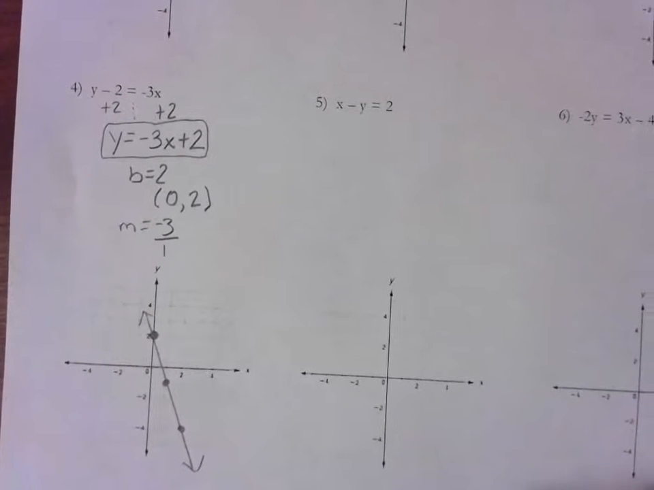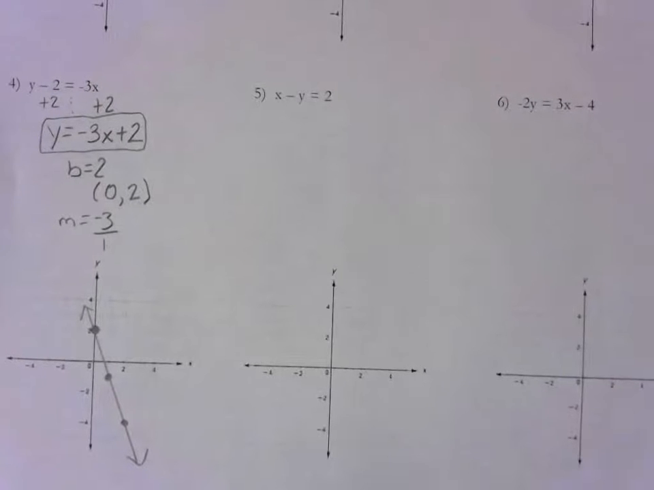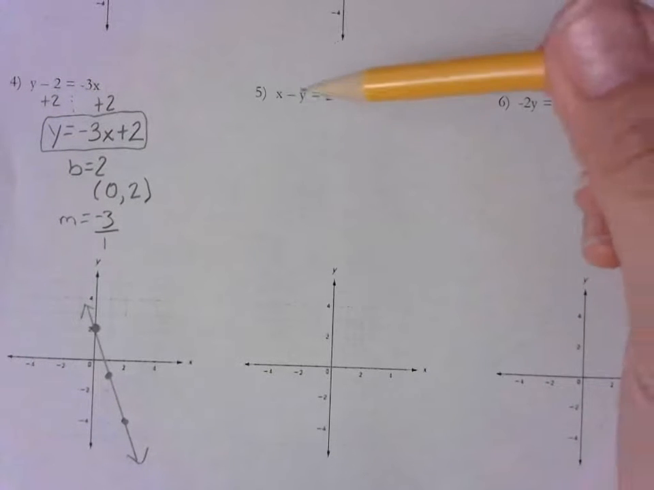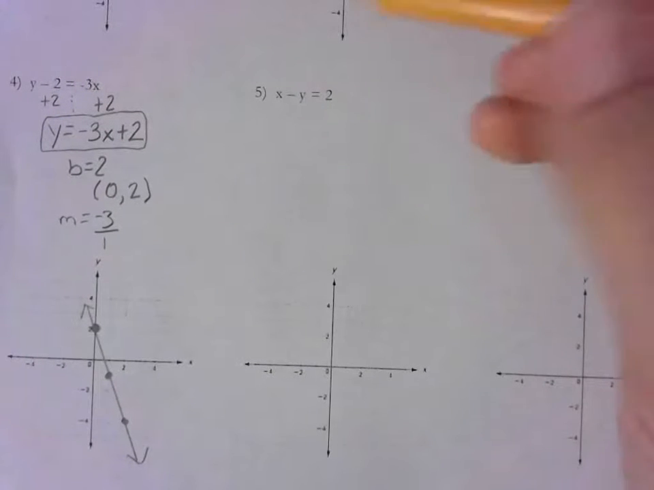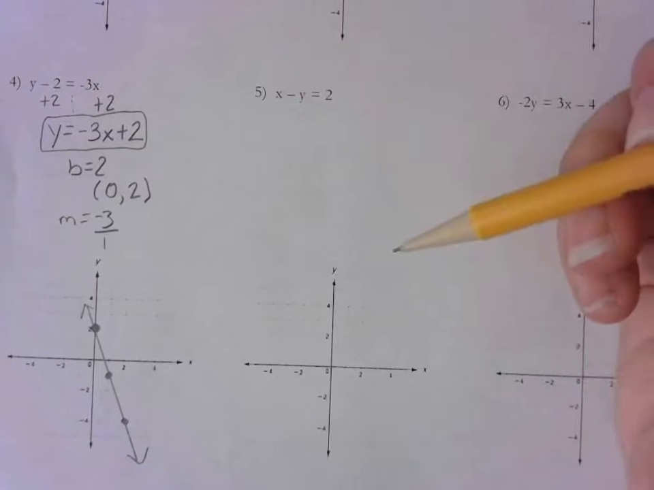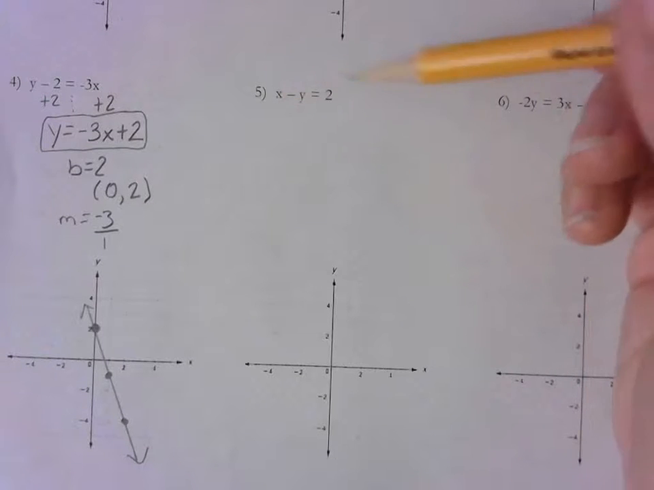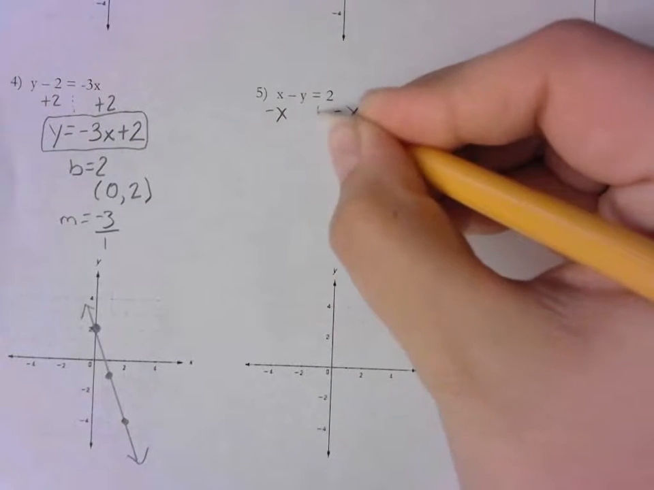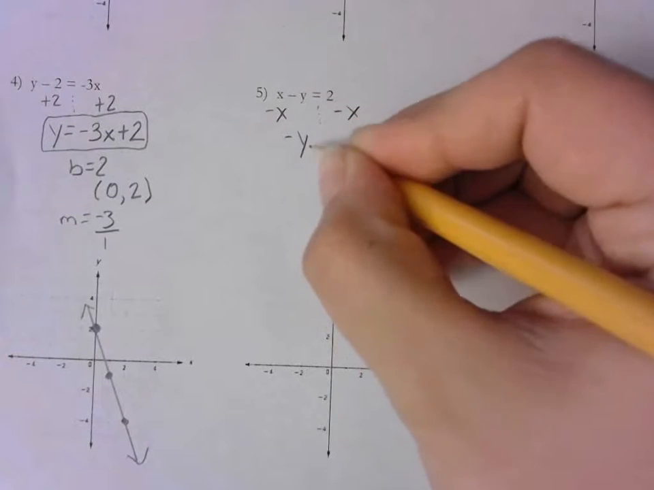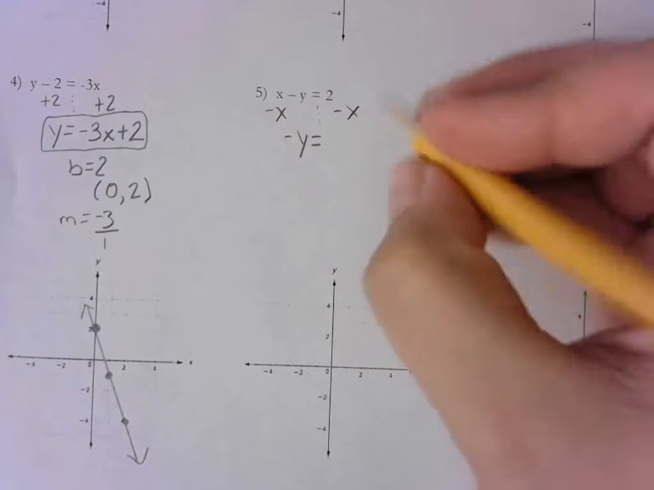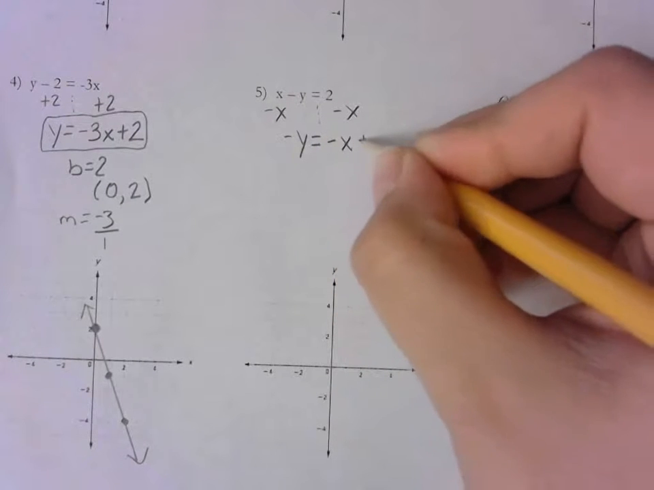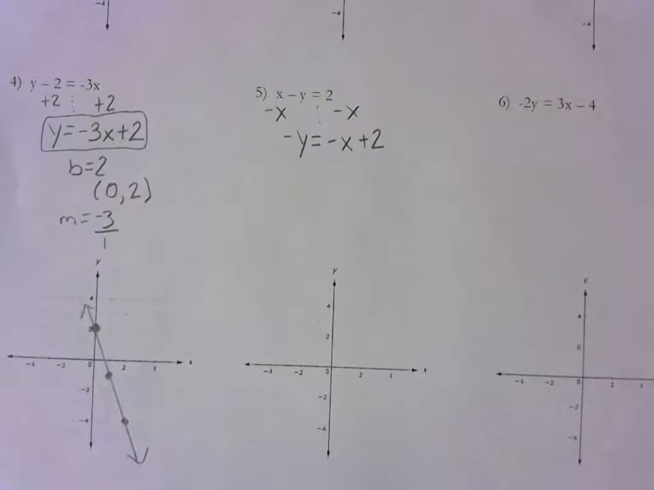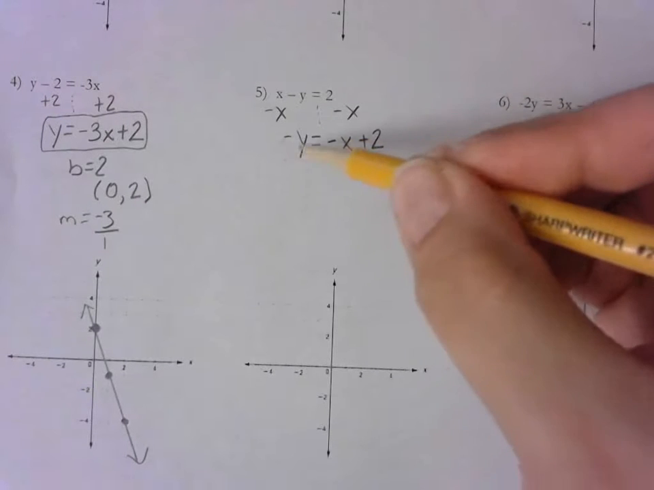All right, let's try out number 5. Again, our goal is to get y all by itself. Our problem is we also have x over here. So to get y by itself, we want to subtract x from both sides. That gives us negative y equals negative x plus 2. And it looks like we're done, but we're not, because we can't have negative y.